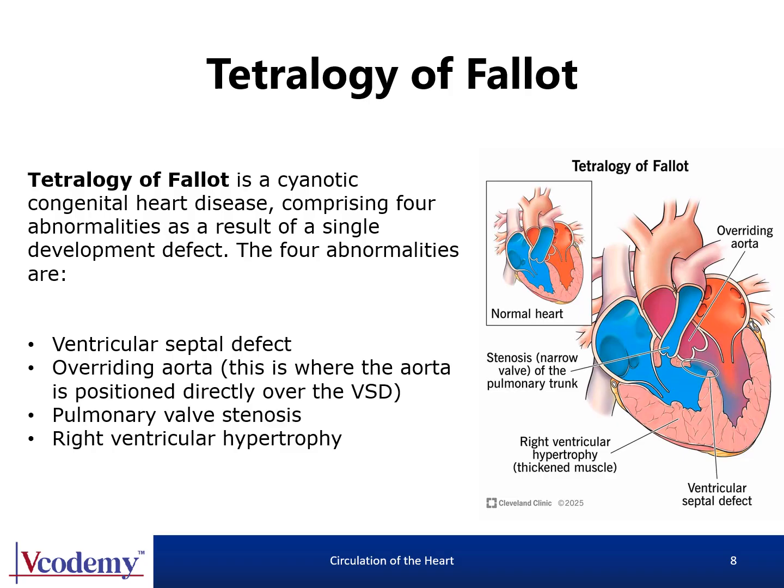So we have seen this before, tetralogy of Fallot. This is a rare congenital heart defect present at birth, consisting of 4 structural abnormalities: a ventricular septal defect, a hole in the heart wall; pulmonary stenosis, a narrowed pulmonary valve; an overriding aorta, that is a shifted main artery, the position is different; and right ventricular hypertrophy, thickened heart muscle. It restricts the blood flow to the lungs, causing low oxygen blood and blue skin, cyanosis.